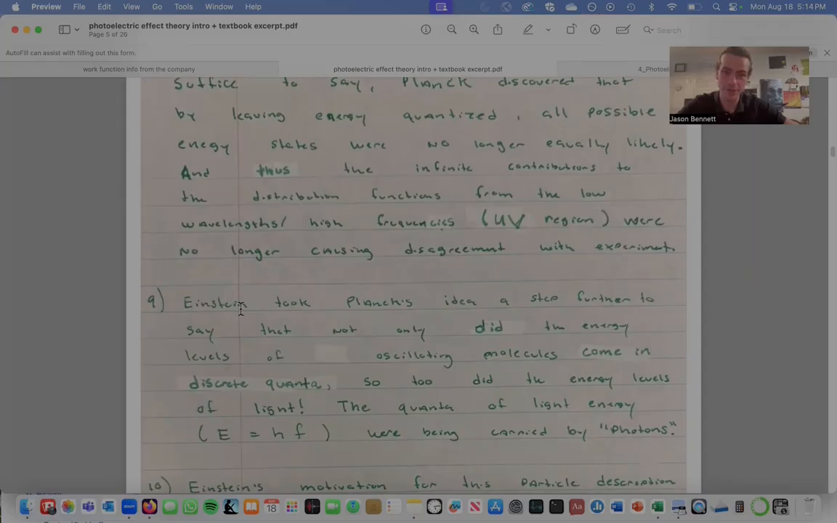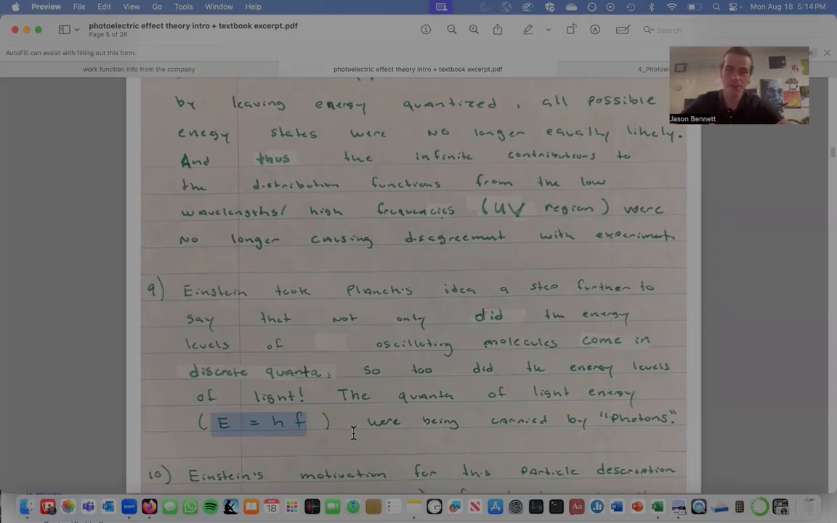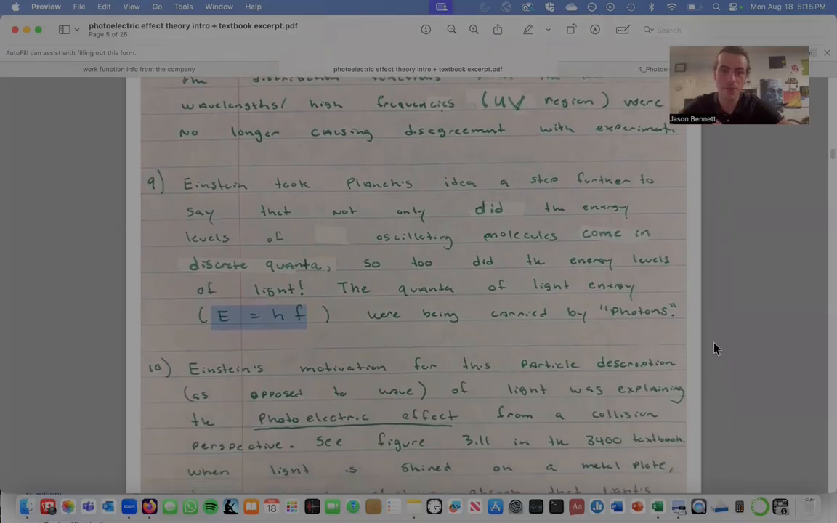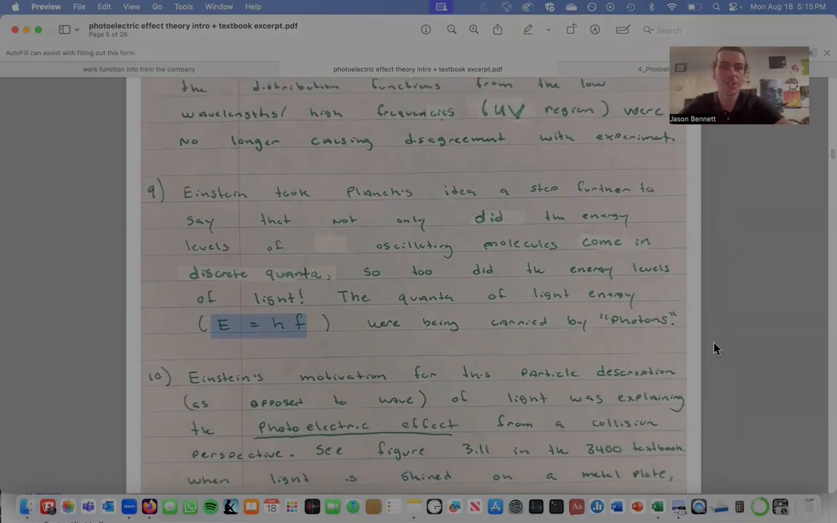And then very, very soon after, Einstein took this a step further to not only say that those molecules that make up the black body itself are oscillating, but light is also oscillating, and it has this kind of quantized energy level. So he was thinking that the quanta of this light energy, using the exact same thing instead of the modes with the n quantized, he was saying that an energy of one photon, and he was thinking about this in terms of particles because his motivation for this was to try to explain something called the photoelectric effect from a collision perspective.